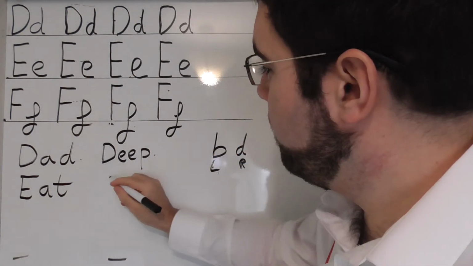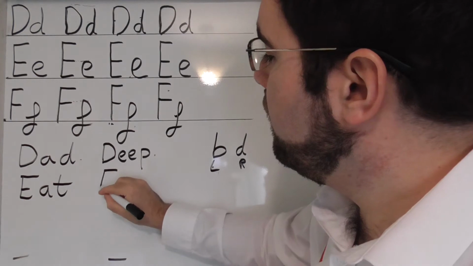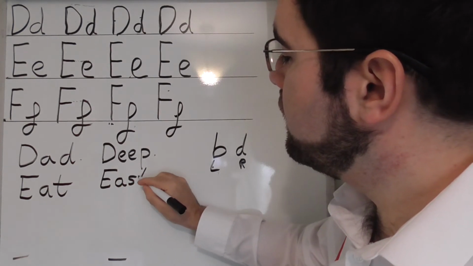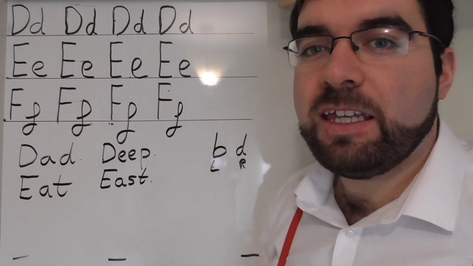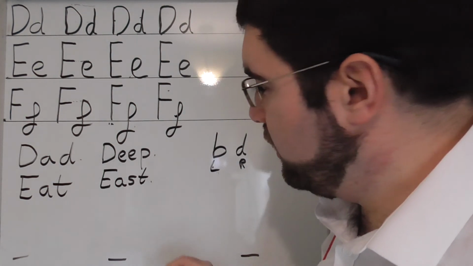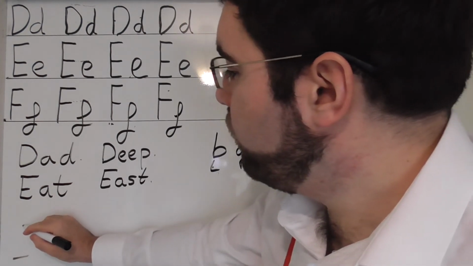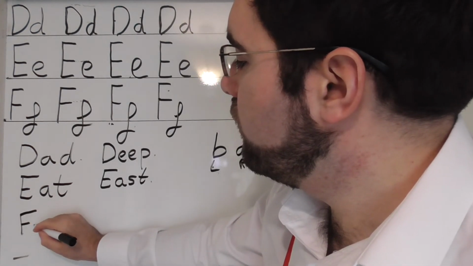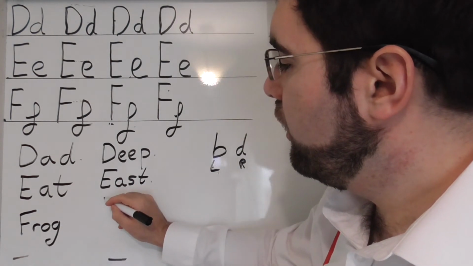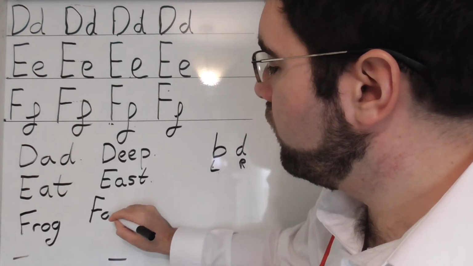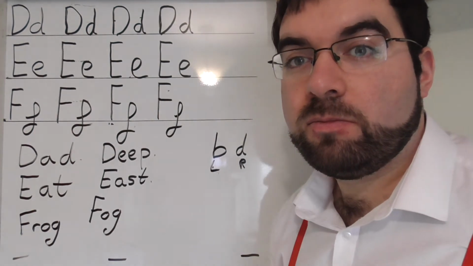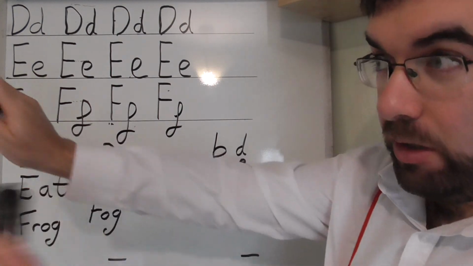And east. E, A, S, T. East. And F. Let's have a look at F. We have frog. F, R, O, G. And fog. Fog. Fog. Fog. Can't see where you're going.